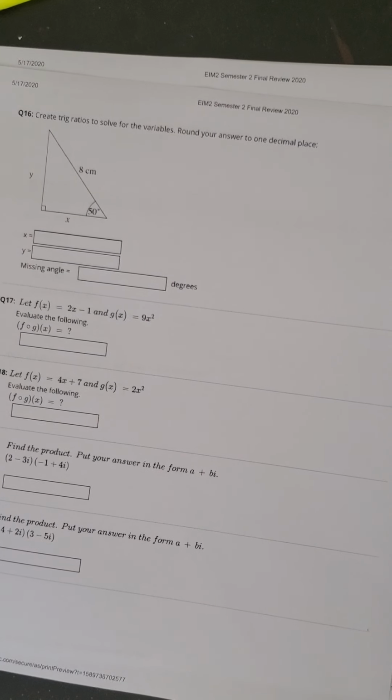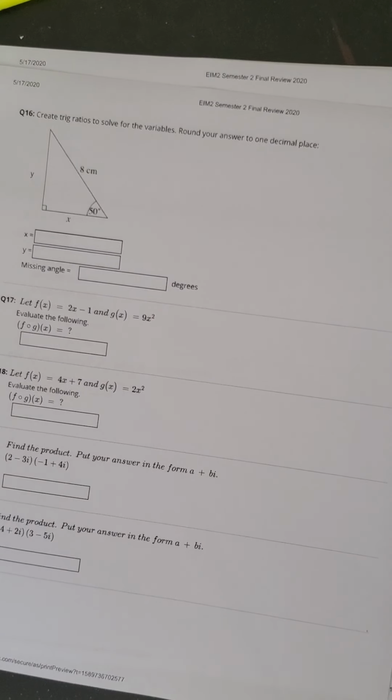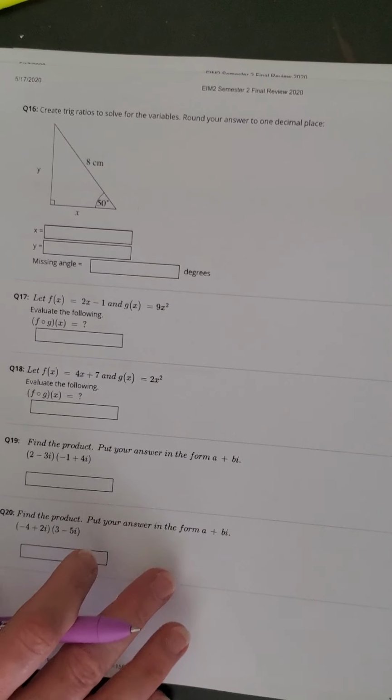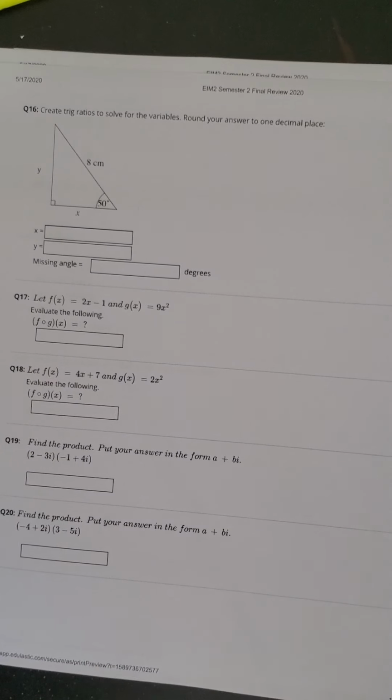All right, so we have some more trig. We're at about 29 minutes, so I'm going to stop the video here and go to the next video.